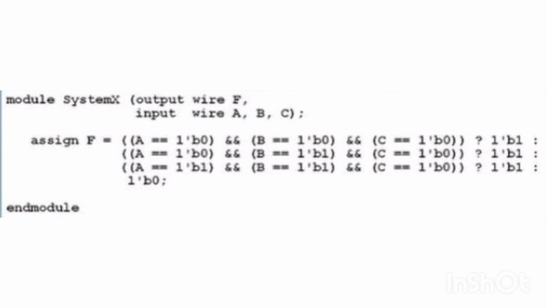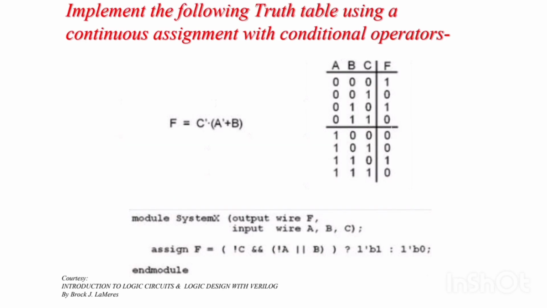It's a reduced one compared to the previous. This is another example where we are going to have continuous assignment with conditional operators. From the truth table, it can be found that for combinations 0 0 0, 0 1 0, then 1 1 0, for all these three combinations, the output f is equal to 1. The reduced output expression after reduction is f is equal to c complement into a complement plus b.